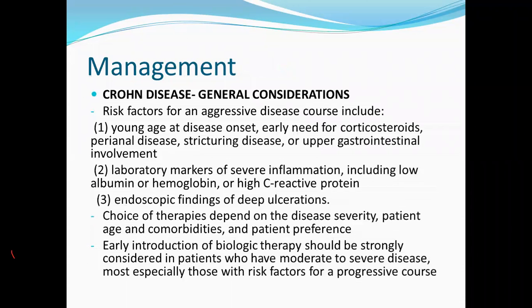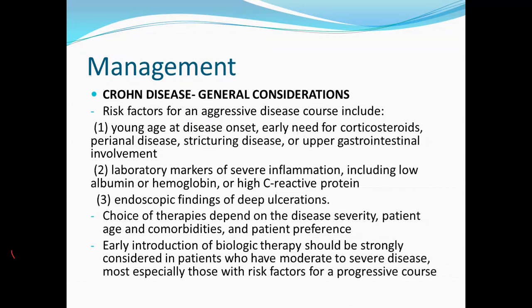When it comes to the management of Crohn's disease, some of the general considerations that we outline include the age of onset, the early need of corticosteroids, the presence of perianal disease, stricturing disease, and upper gastrointestinal involvement. We also consider the laboratory markers of severe inflammation, which can include low albumin or hemoglobin or high C-reactive protein. We also consider the endoscopic findings of deep ulcerations. Choice of therapy would depend on the disease severity, as we already said, and the patient's age and comorbidities, as well as the patient's preference.